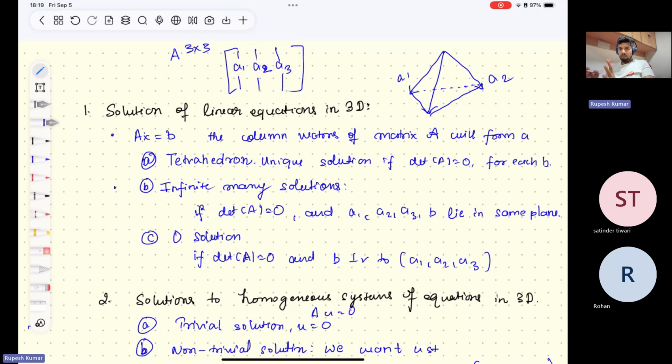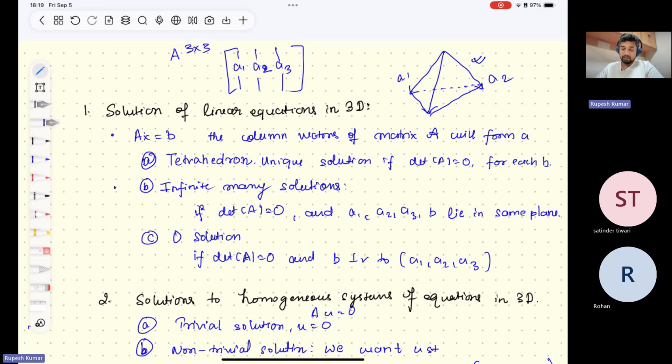The thing is, when all three column vectors of the matrix A are independent, you get this kind of tetrahedron, a three-dimensional structure which can span the entire 3D space. But if any of the column vectors are linearly dependent on each other, you will see cases where you get a plane instead of a line. And if instead of a 3D volume you are only able to span a plane, there is a possibility that you will get no solution, right?